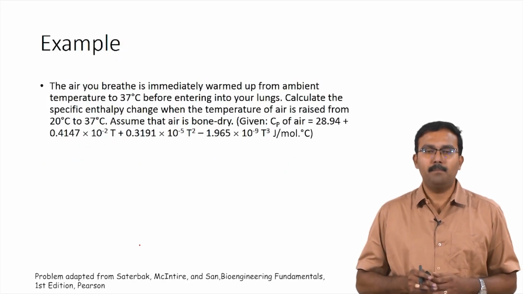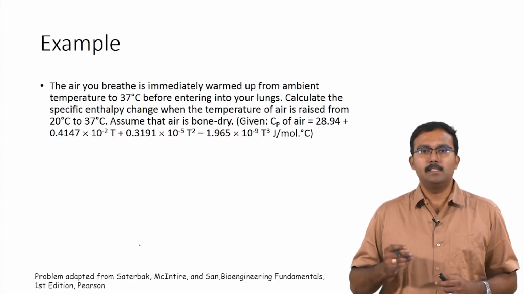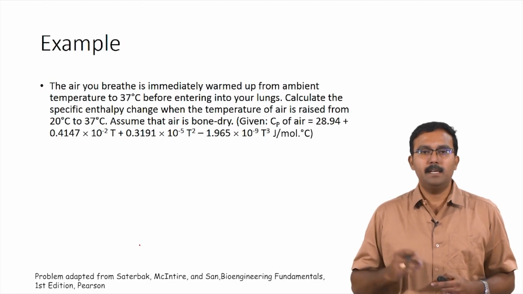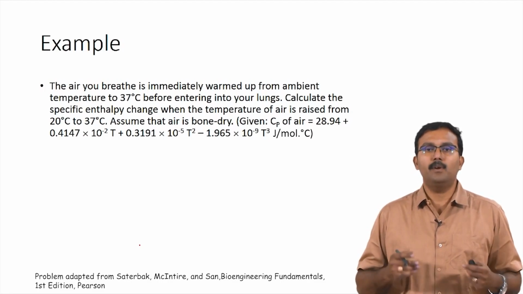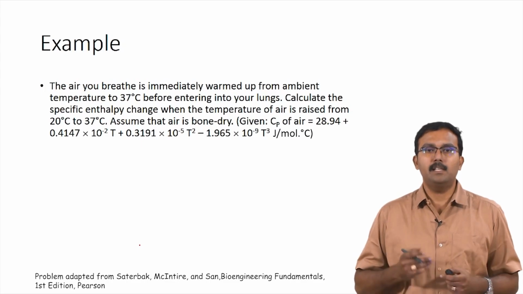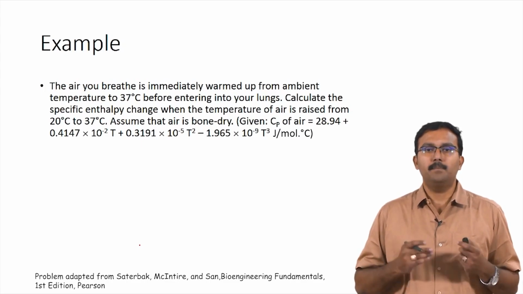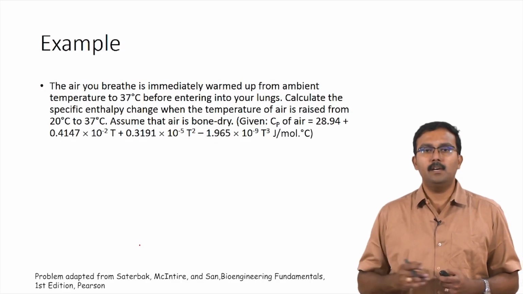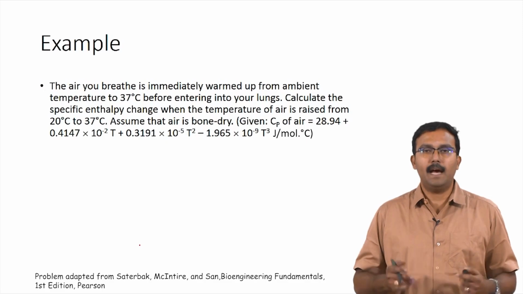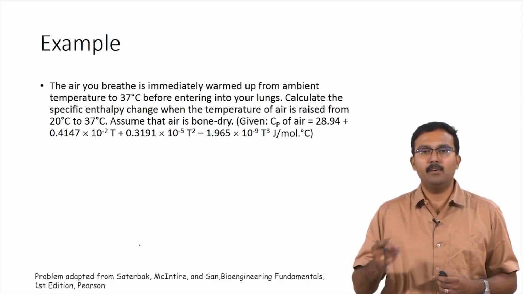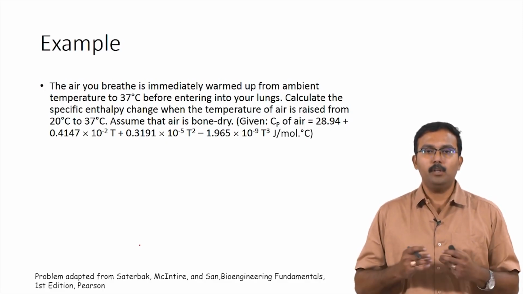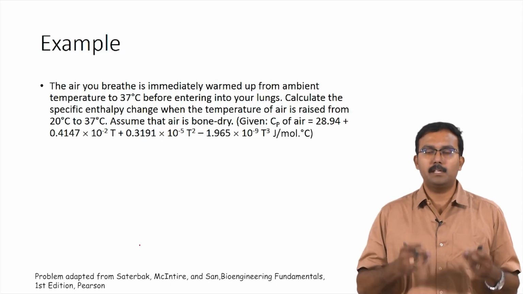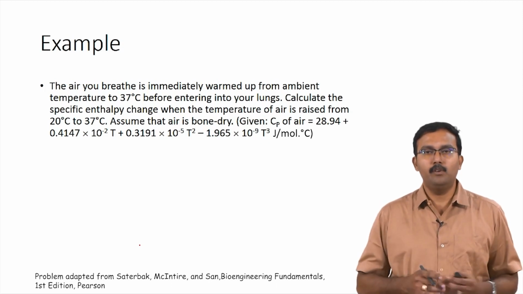Here is one simple example problem which will help us understand how to calculate enthalpy for a system. The air you breathe is immediately warmed up from ambient temperature to 37 degrees Celsius before entering into your lungs. Calculate the specific enthalpy change when the temperature of air is raised from 20 degrees Celsius to 37 degrees Celsius. Assume that air is bone dry and the value for Cp of air is also given. What you see here is a polynomial with respect to temperature given as the value for Cp.